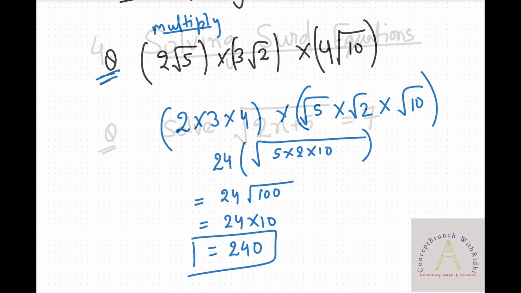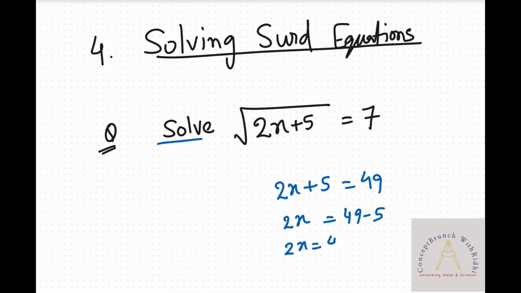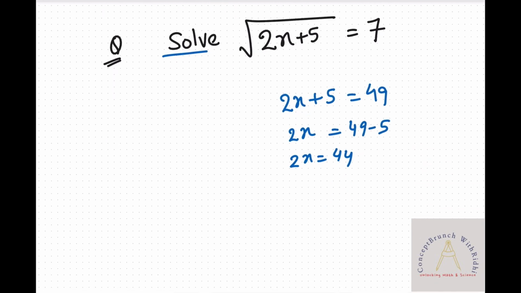Let's practice solving equations involving surds. We will often need to square both sides to eliminate the square root in this type of question. So before solving this, what do you have to do? Square both sides. If you square both sides, the root will vanish. So 2x plus 5 equals 7 squared, that is 49. Remove the 5 from both sides, so 2x is 49 take away 5, which is 44. Now divide both sides by 2, so x is 22. That is your final answer.